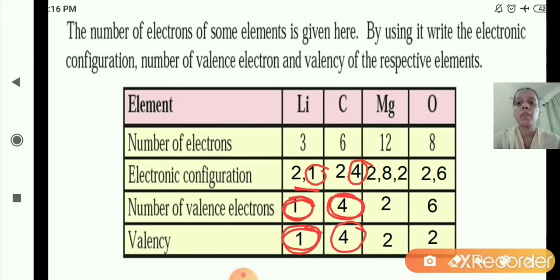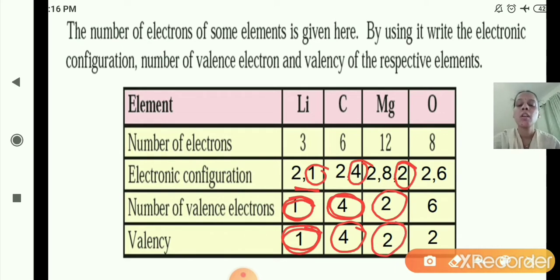Now the next one is magnesium. Total number of electrons 12. So the electronic configuration is 2, 8, 2. 2, 8, 2 is equal to 12. So 2 in the K shell, 8 in the L shell and 2 in the M shell. So the number of valence electrons is equal to the number of electrons present in the outermost shell, that is equal to 2. So the number of valence electrons is 2, and that's why the valency of magnesium is 2.